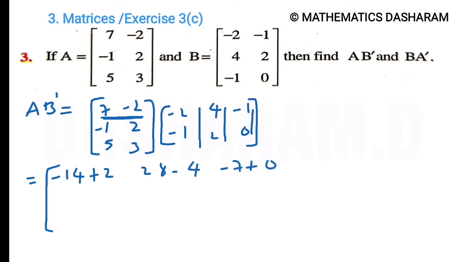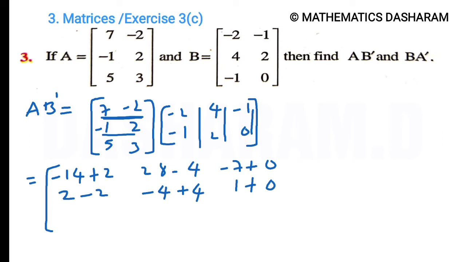Next, first row third column, 7 into minus 1 is minus 7, minus 2 into 0 is 0. Next one is minus 1 into 2 with the first column, minus 1 into minus 2 is plus 2, 2 into minus 1 is minus 2, minus 1 into 4 is minus 4, 2 into 2 is 4, minus 1 into minus 1 is plus 1, 2 into 0 is 0.